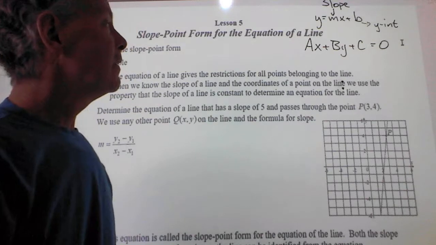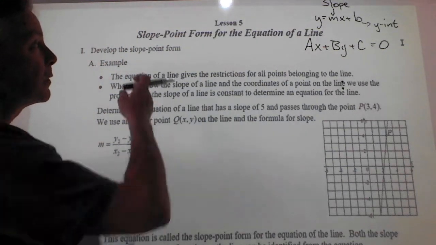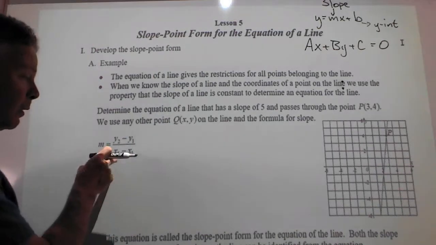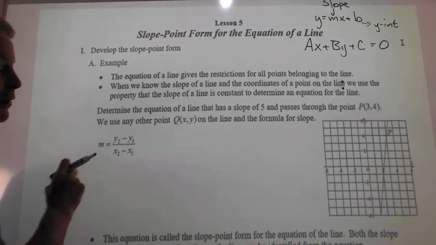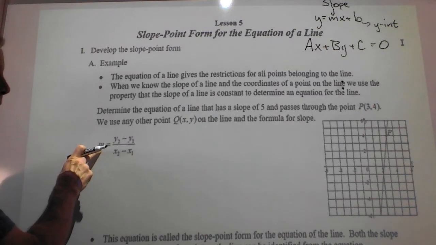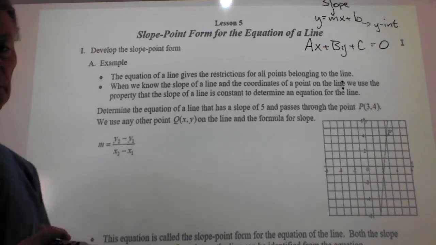Okay? Today, we're going to take a look at the third form, the slope-point form, which is just a rearrangement of your slope formula, which is right here. Remember, slope m equals y2 minus y1 over x2 minus x1.